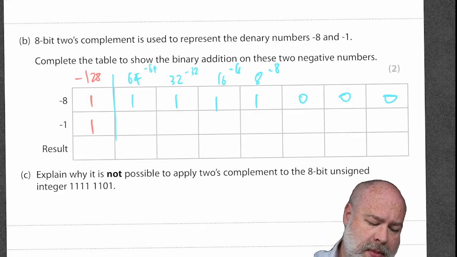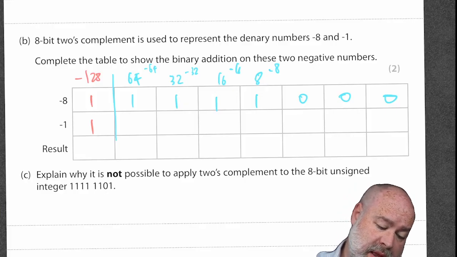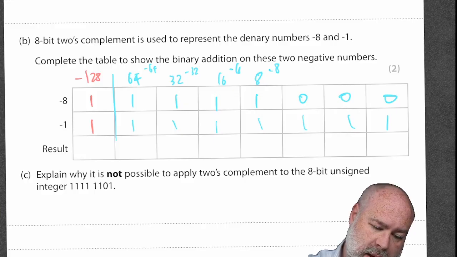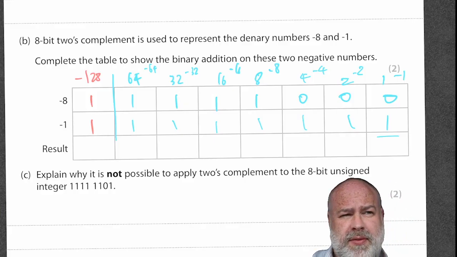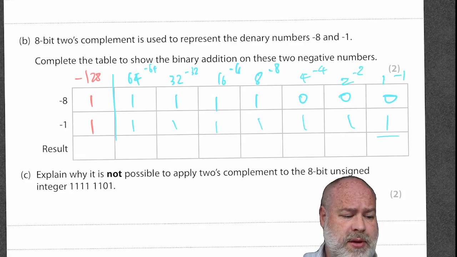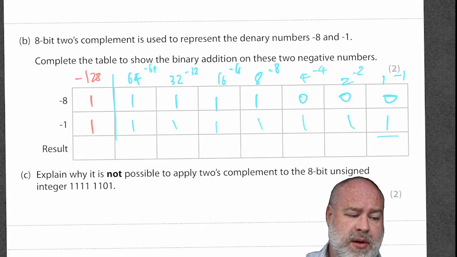Right. -1. -1 is quite straightforward. You literally just add them all up together. So you have -128, plus 64, 32, 16, 8, 4, 2, 1. If you start off with -128 and you add up all the positive values that you've got in the 2's complement system, you're going to end up with your -1.